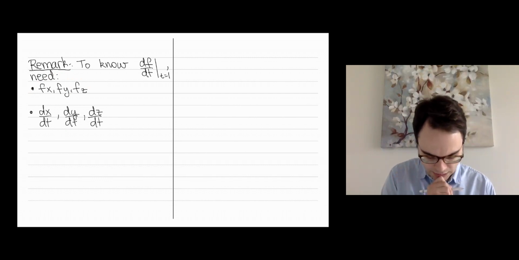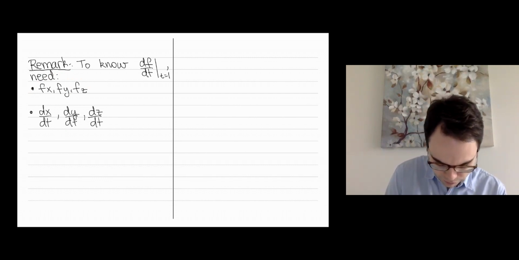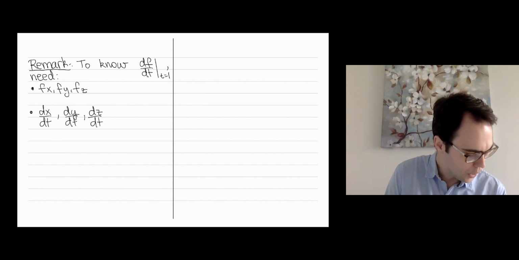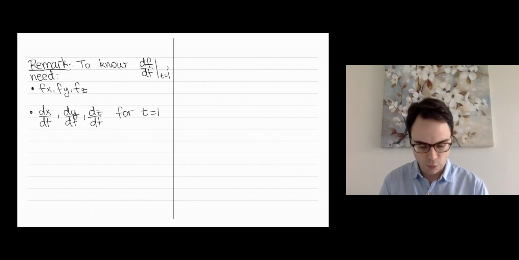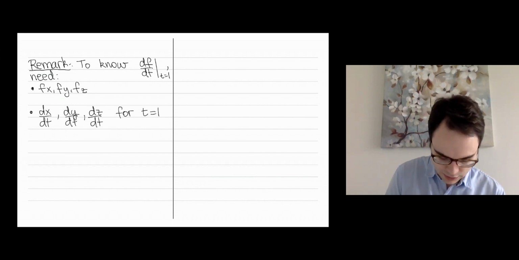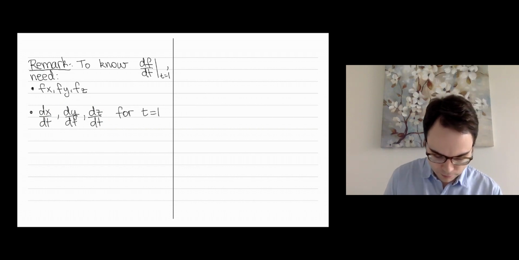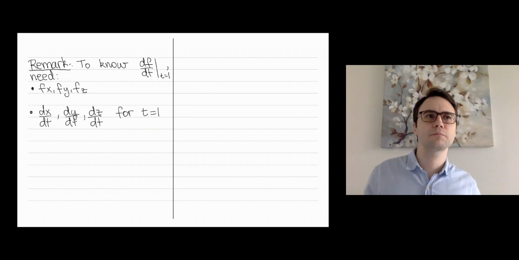It actually suffices to know the derivative for t equal to 1. So I just need to know the derivative at time t equal to 1, so these derivatives of the variables. And right, so here's what I'm saying.